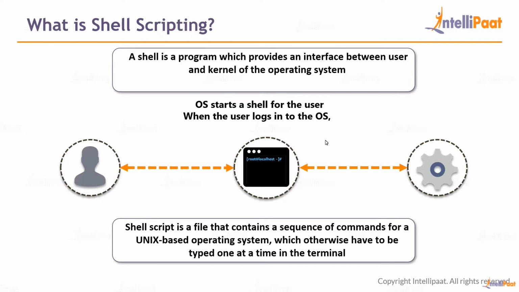A shell script is a file that contains a sequence of commands for a Unix based operating system, which otherwise have to be typed one at a time in the terminal. Let's say we are using grep to search for a pattern in a file. We can either use grep or go inside the file and find it out. Which is easier? Obviously grep is easier, because grep is a script file itself, and whenever you type the command grep and give the options, it searches for a pattern using a script which is running in the background.